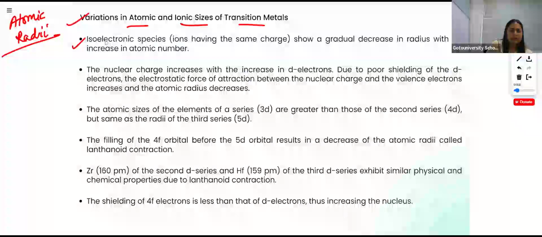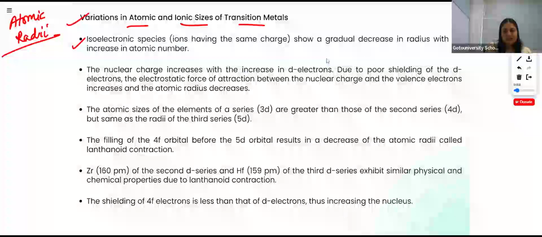Okay, so isoelectronic species are what? The ions which are having the same charge. The isoelectronic species show a gradual decrease in radius with an increase in atomic number. You can see here the atomic number is increasing, but the atomic radii is decreasing. Why? Because the nuclear charge is increasing.